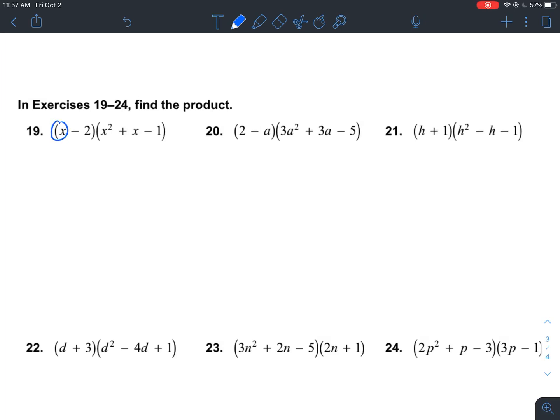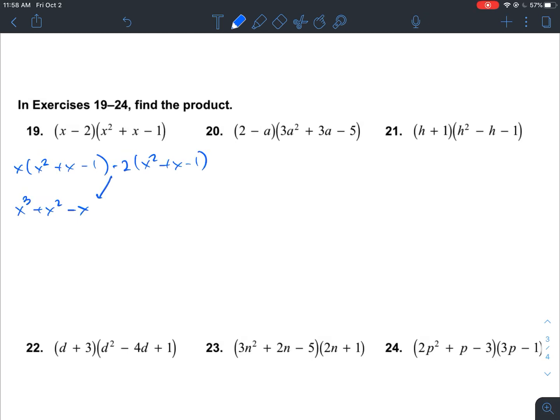So again, I'm going to take this x and multiply it by x squared plus x minus 1. Okay? Then I'm going to take the -2 and multiply it by x squared plus x minus 1. And then I'm going to use the distributive property to find the answer. So if I multiply those together, I'll get x cubed, because x times x squared is x cubed, plus x squared, x times x is x squared, and x times -1 is -x.